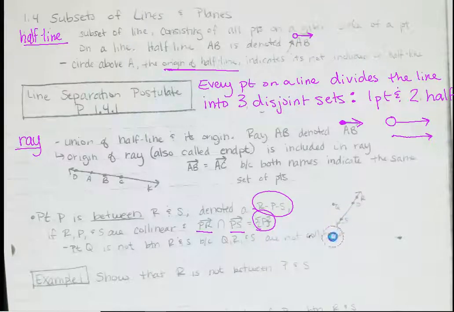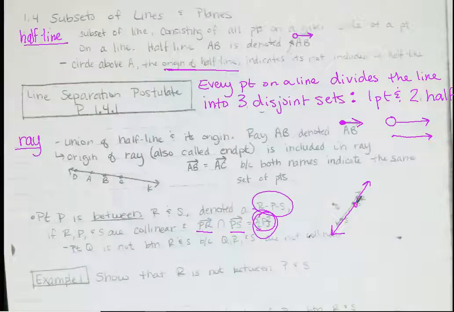Okay, there we go. Now I'm at where we want to be. Okay, so let's look at that again. If R, P, and S are collinear and ray PR intersects PS, it equals set P, because where they intersect is at point P.